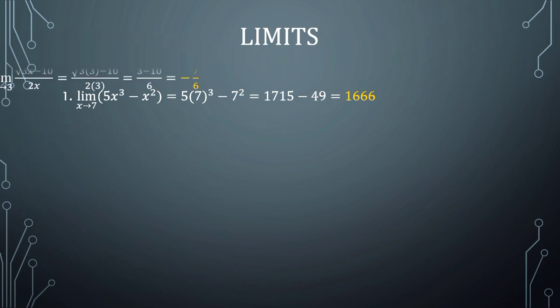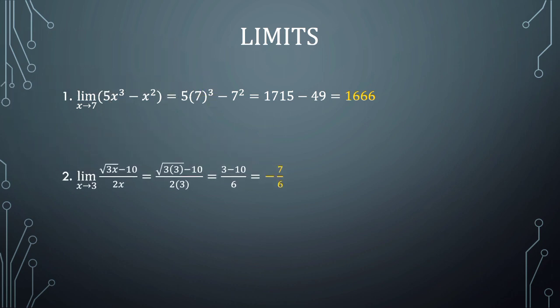Here is the next example. Limit of the square root of 3x minus 10 all over 2x as x approaches 3. To solve, substitute the value as we did in example 1, wherein x is equal to 3. So square root of 3 times 3 minus 10 over 2 times 3. 3 times 3 is equal to 9, then the square root of 9 would be 3. So 3 minus 10 over 6, as 2 times 3 is equal to 6. Then solve, and we get the value of the function negative 7 over 6.